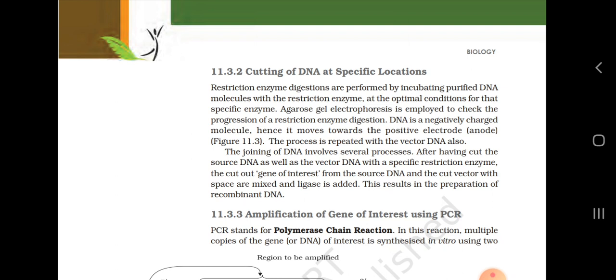Next, we will come to the cutting of DNA at specific locations, and this is done using restriction enzymes. Okay, so the purified DNA is first incubated at a particular temperature and then treated with specific restriction enzyme at conditions optimum for the enzyme to act, because enzymes act only at an optimum temperature.